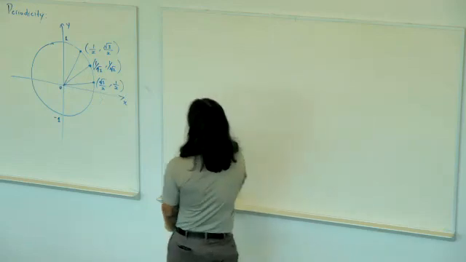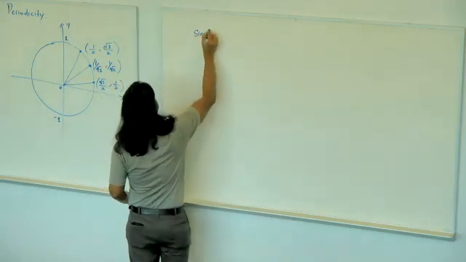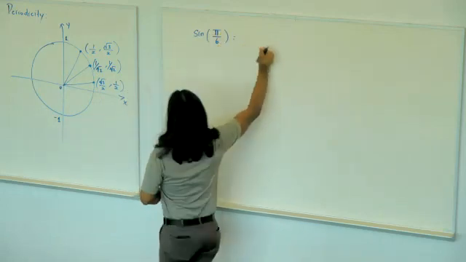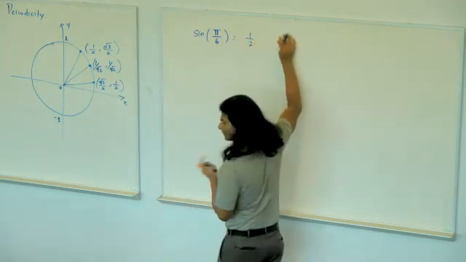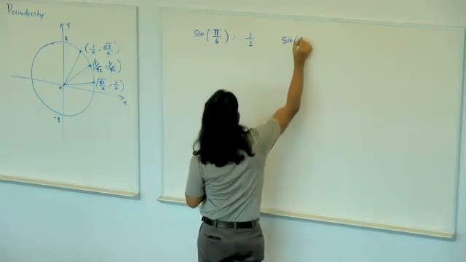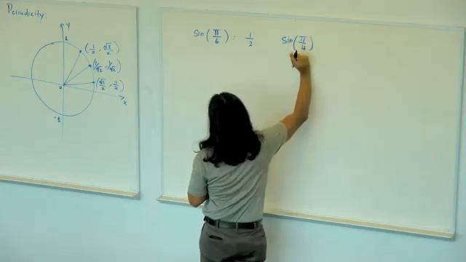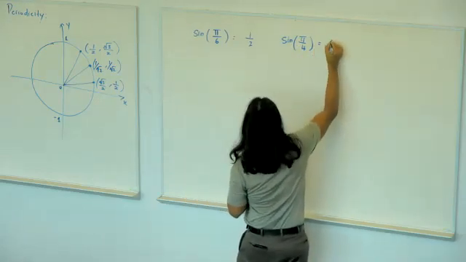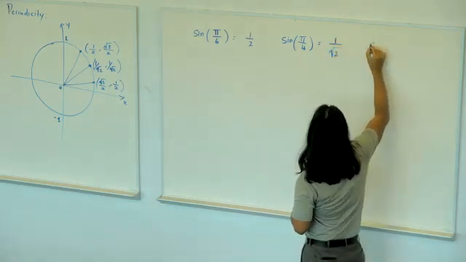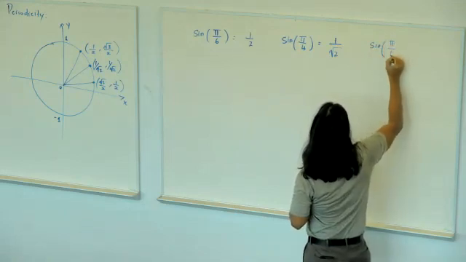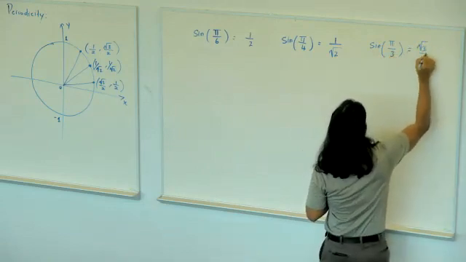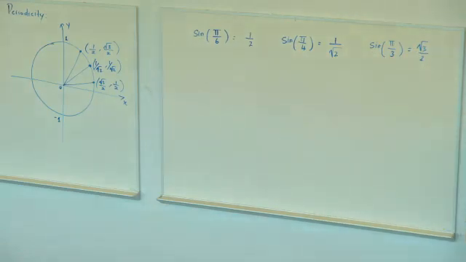So I can write sine of 30 degrees, which is pi over 6, and that value is equal to 1/2. You can also use your calculator. In a similar manner, sine of pi over 4 is square root of 2 over 2. Sine of pi over 3, that should be 60 degrees, is square root of 3 over 2.